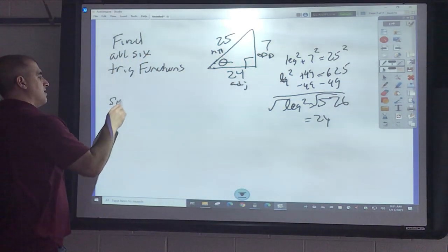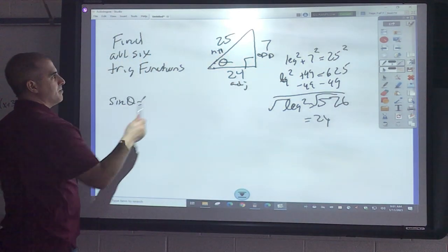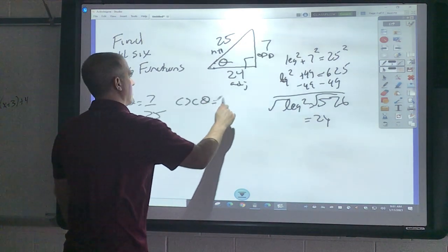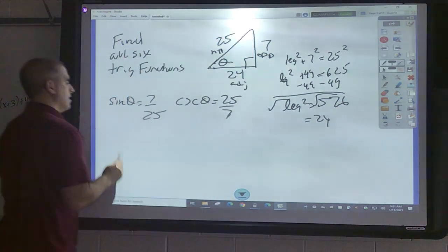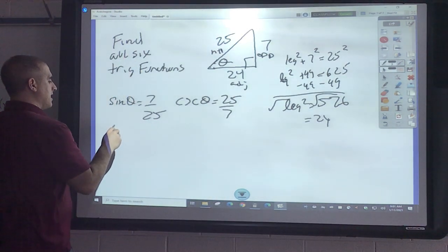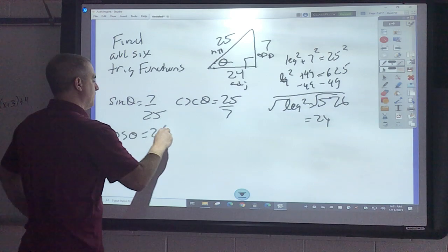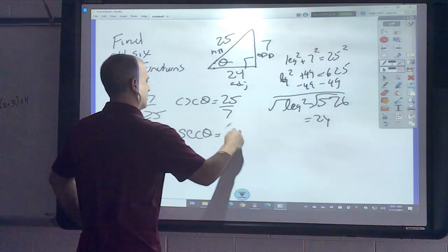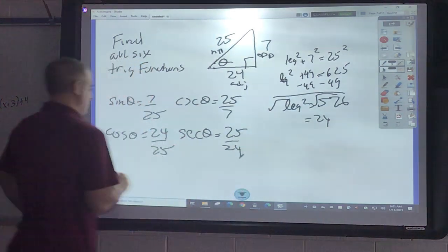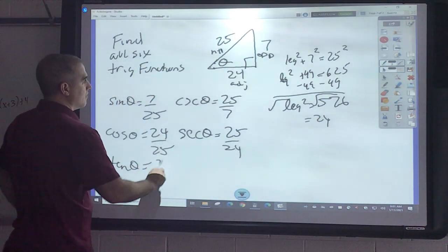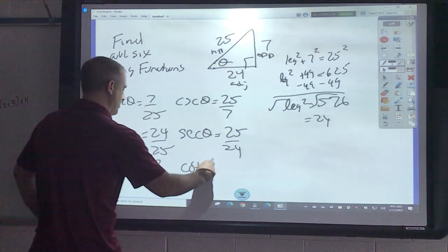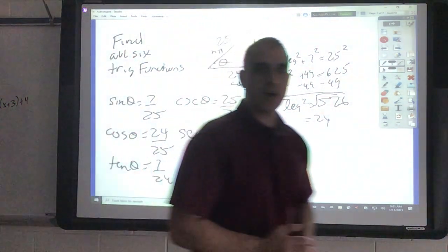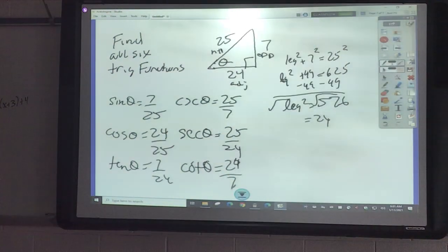Okay, so sine of theta is going to be 7 over 25, which means cosecant of theta equals 25 over 7. Okay, let's say I got cosine of theta. That'd be 24 over 25, which would make secant of theta 25 over 24. Then I got tangent of theta, 7 over 24. Cotangent of theta would be 24 over 7. Okay, keep it that simple for right now. We'll talk about signs a little bit later.